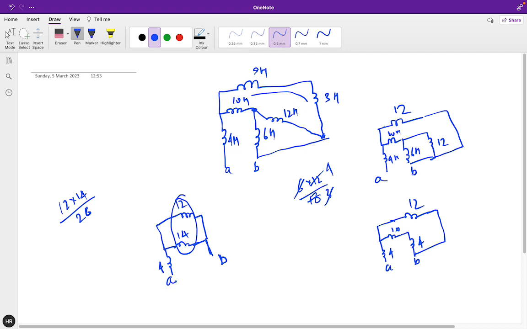So you are getting 26, and this particular one is 4. This is A and this is B. So it will be 12 into 14 by 26. So solve this and get the result.